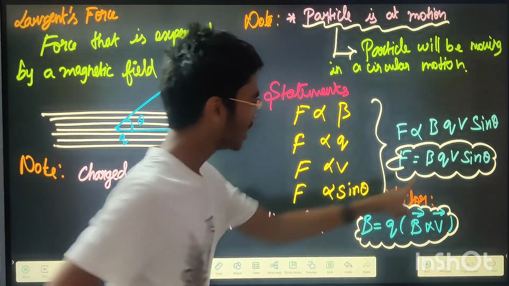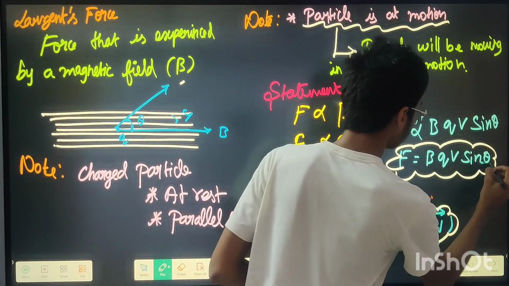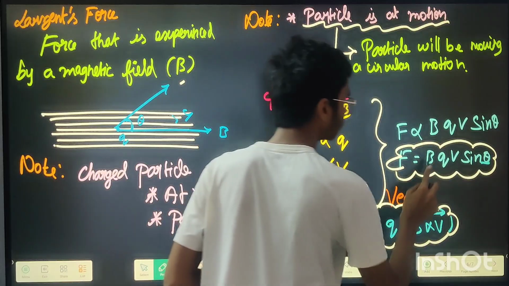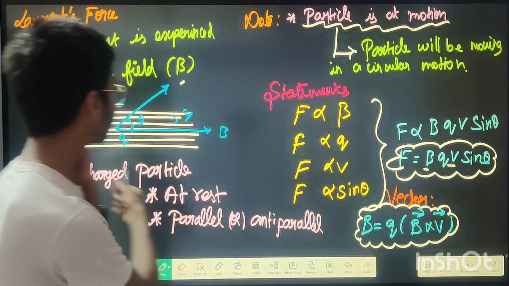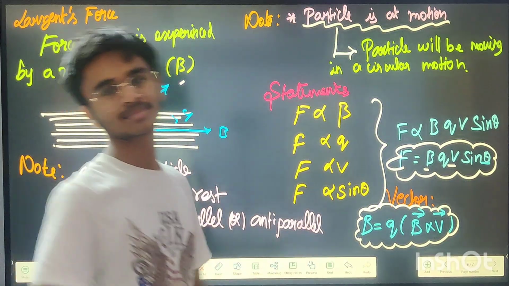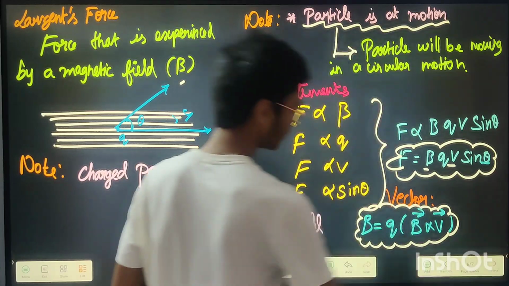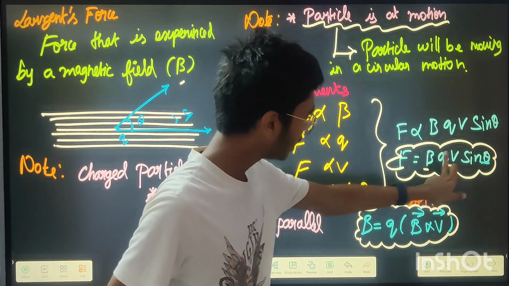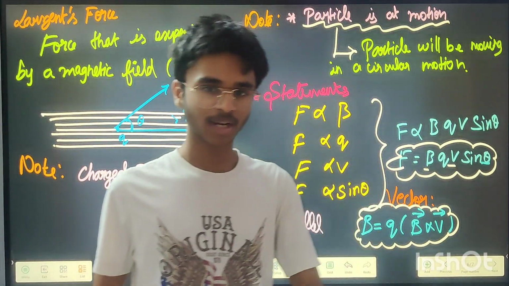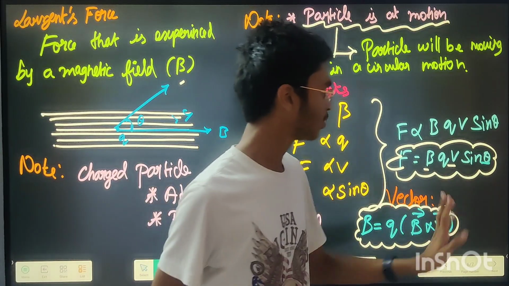F is equal to, see, actually it is because this theta is there, right? This theta is the angle between B and V. This is what I've explained over here. So that is what I've written over here. Just because when you are cross producting B and V, then you'll be getting sin theta.